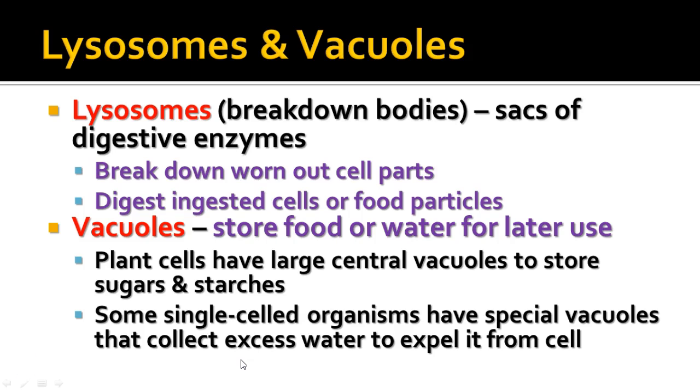The lysosomes are organelles that contain digestive enzymes, and their function is to recycle things within the cell, to digest ingested food particles, and so forth. Vacuoles are storage compartments that store either food or water or other kinds of molecules for later use. In plant cells, like we saw before, there is a large central vacuole that's used to store things that are made by the cell. Some single-celled organisms have these specialized vacuoles called contractile vacuoles that get excess water and expel it from the cell.